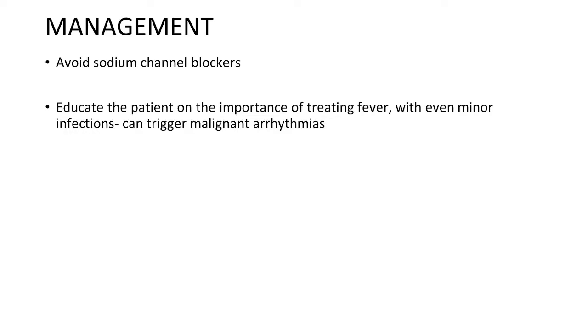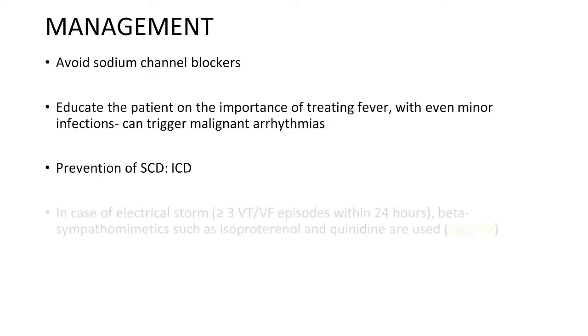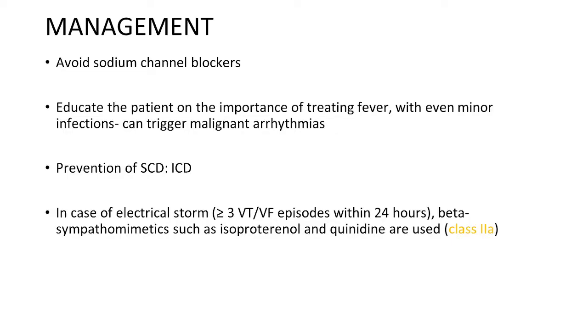So in patients with any sudden onset infection or fever, they actually tamper with this voltage gradient and they've been shown to trigger malignant arrhythmias. So again, in such patients, how can we prevent sudden cardiac death? ICD. Basically, in all these conditions, to prevent sudden cardiac death, the basic thing to do is an implantable cardioverter defibrillator. They have also recommended quinidine in case of electrical storm, but quinidine is a class 1A drug. It is also a sodium channel blocker.